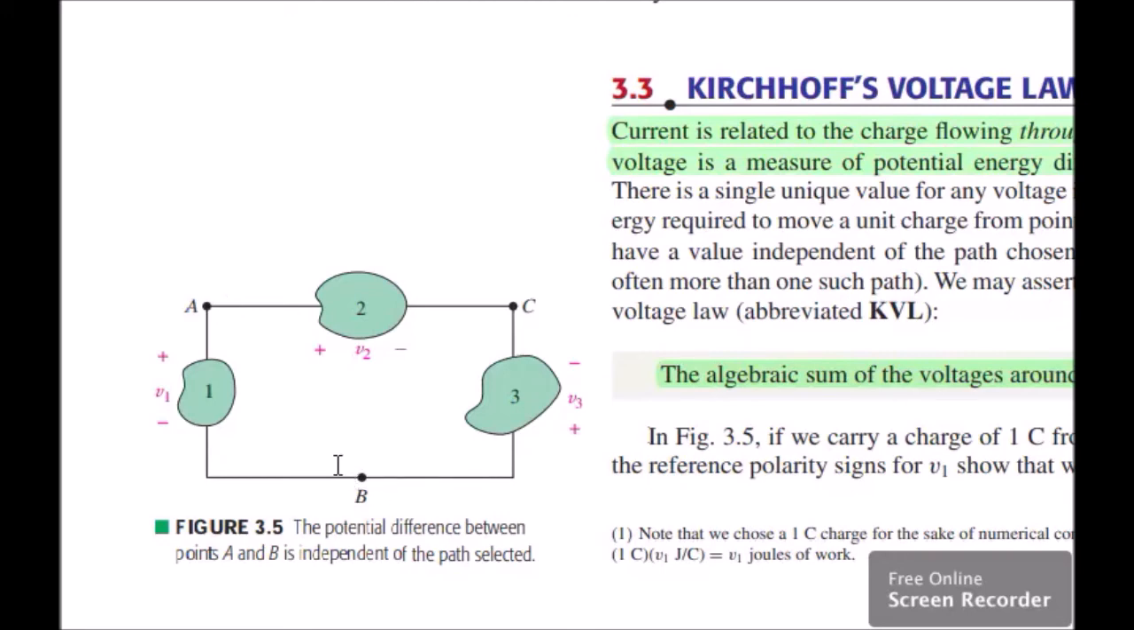The energy required when you pass it through here, which is equal to V1, is still equal to the energy you will use when you pass it through here, which is equal to V2 plus a negative V3, negative because we enter the negative terminal. Wherever you pass, the amount of energy expended is still the same.